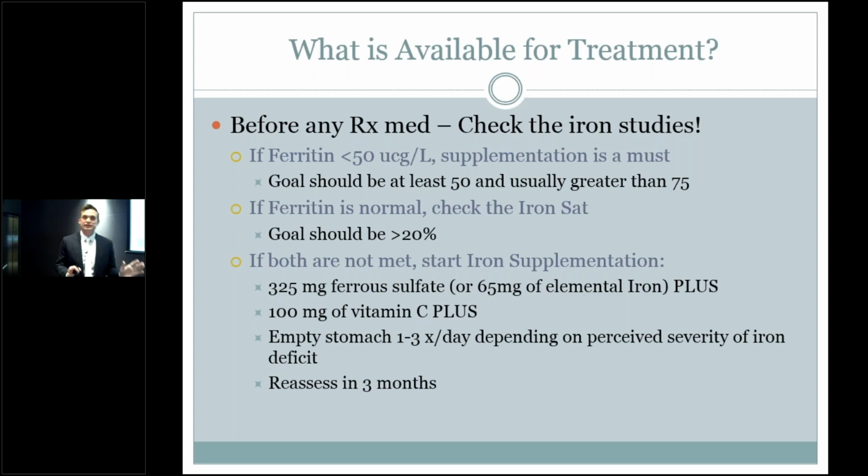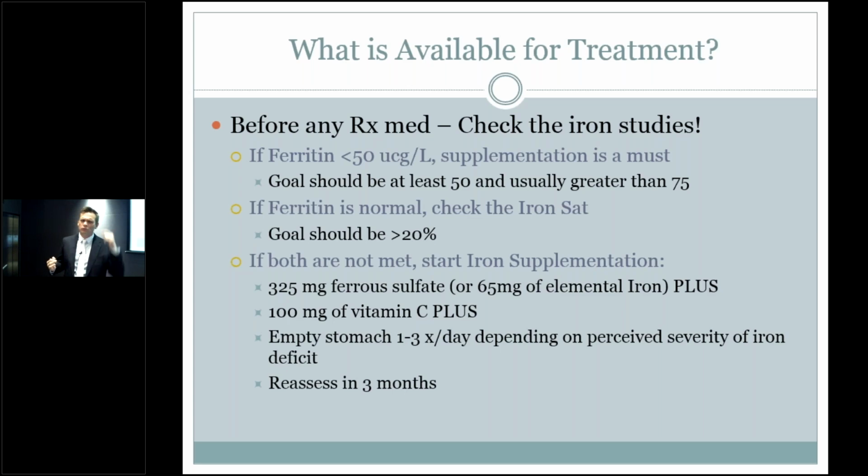Biggest thing, the first thing I do is look back through the chart. If the iron hasn't been tested in 6 years, you need to test the iron. The iron is an easy fix. It's easy to supplement. It's over the counter, and it's not a medication that's going to have a lot of big side effects. Now, there are some, obviously. If ferritin's less than 50, supplementation is a must. If the ferritin's normal, then I check the iron saturation. That usually comes with the iron studies.